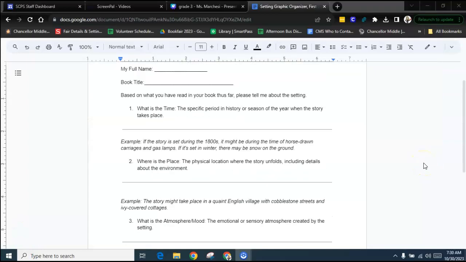In the graphic organizer, you will tell me, based on what you have read thus far in those at least 20 minutes, what is the time, what's the specific period in history or the season where your story is taking place? What is the location? What is the place where it's happening? And then, what is the atmosphere? What is the mood of the story thus far? So as you read independently, really put attention to thinking about what is the setting of this story.